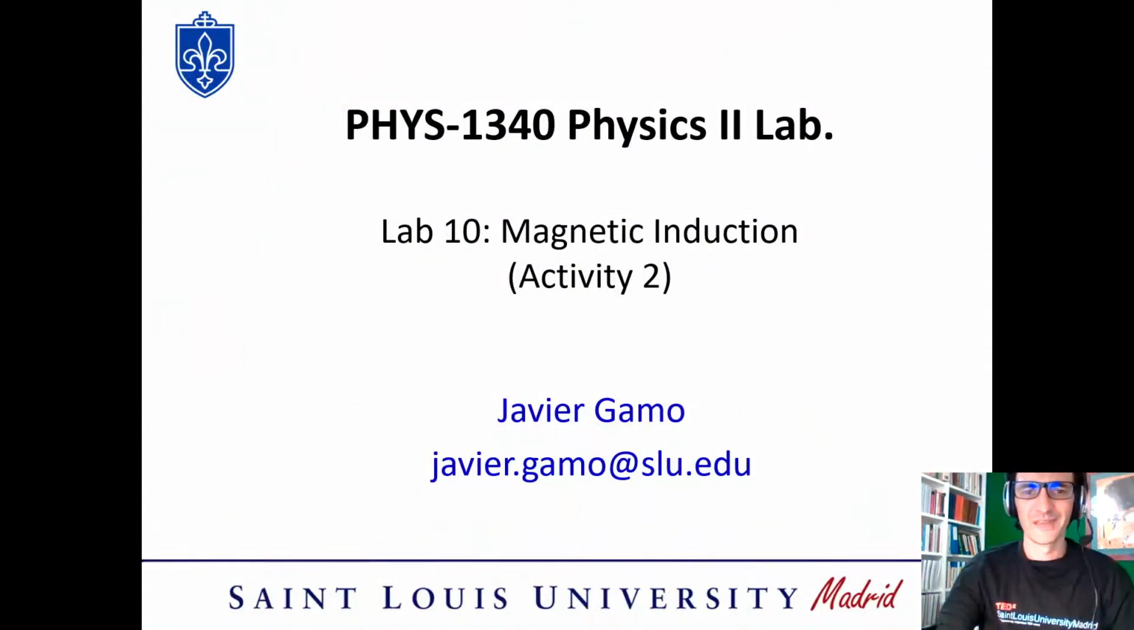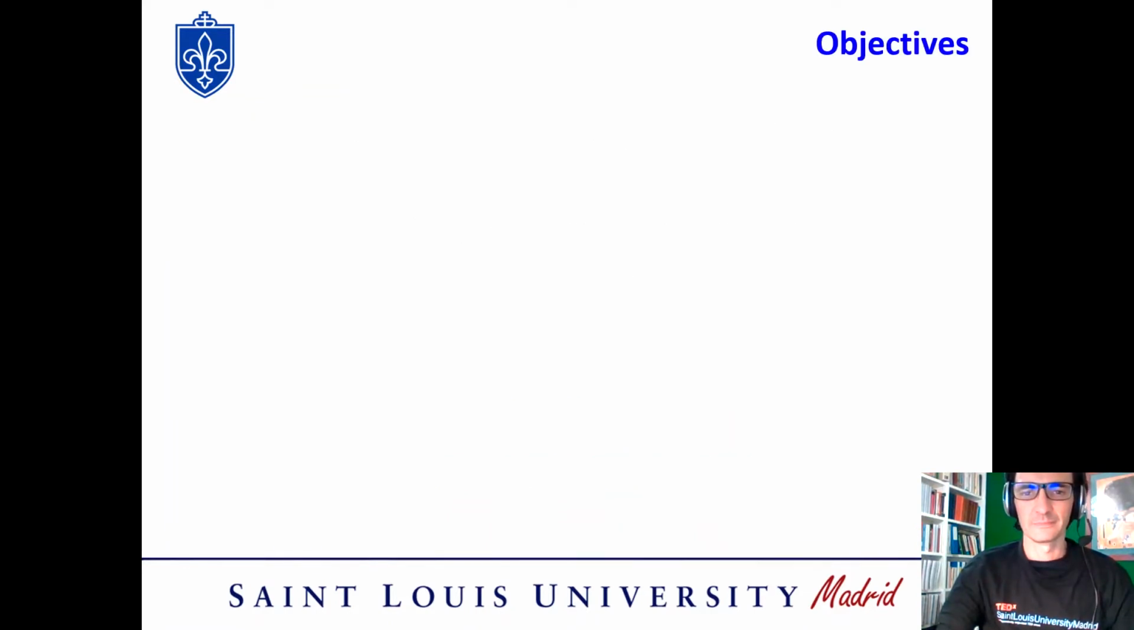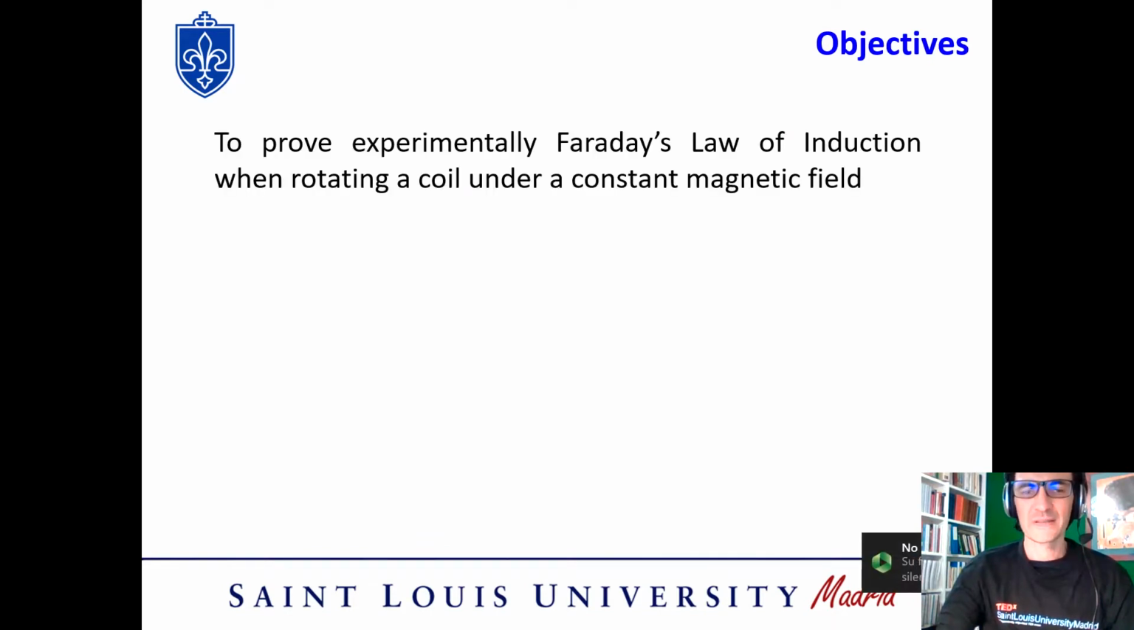Hello. In this lab we will see activity 2 of the magnetic induction. So once again the objective is to experimentally prove Faraday's law. Now what we will do is to rotate a coil under a constant magnetic field, and we'll see that that will produce an electromotive force.